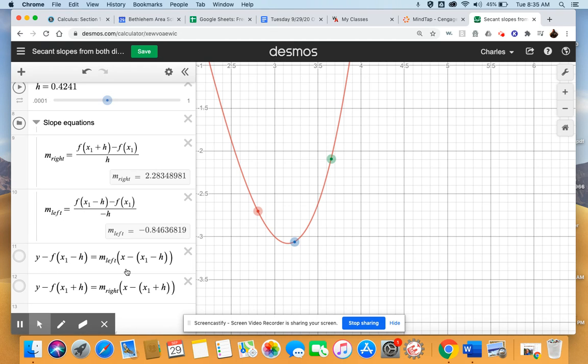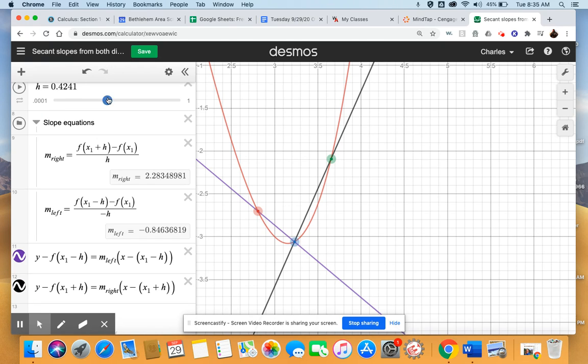These are point slope form equations. We have our points defined. y minus y1 equals slope from the left, here it is, times x minus x1 minus h. So we've got a point slope form here that will define the linear equation between those two. We have a point slope form that defines the linear equation between the x point and our point to the right.